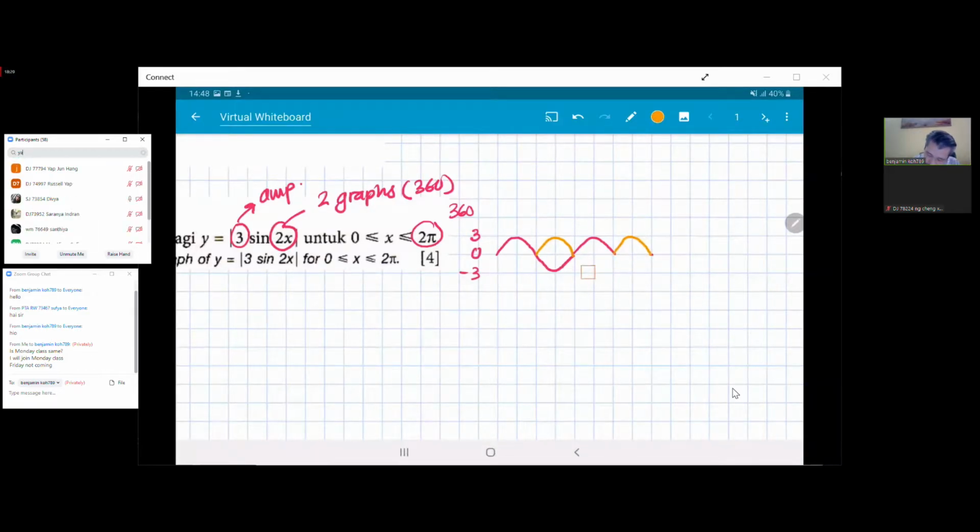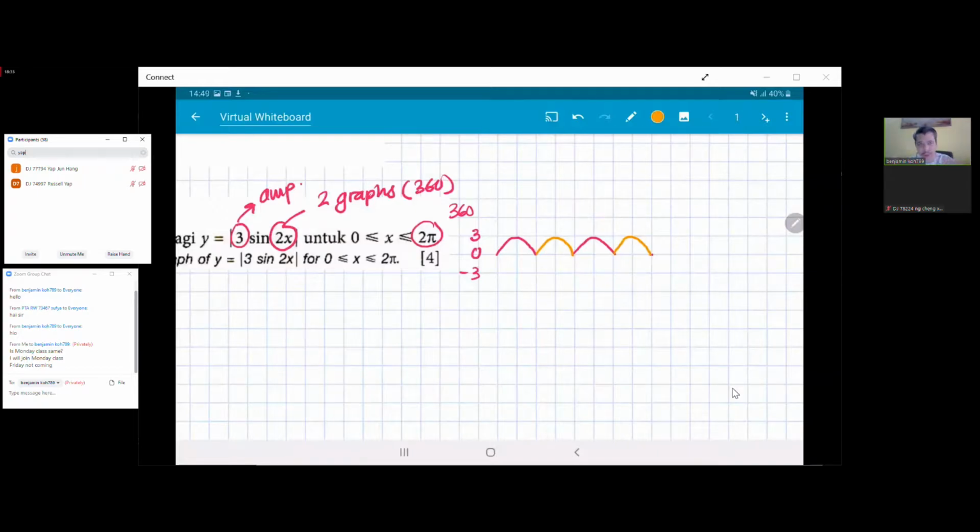So you've got 1, 2, 3, 4. Ada 4 bonggol, di atas. Why got 4? Because it comes from 2 graphs. Why would you have the graph going up? Because there's a modulus. Yang atas don't bring down. So now I know the rough shape of the graph.